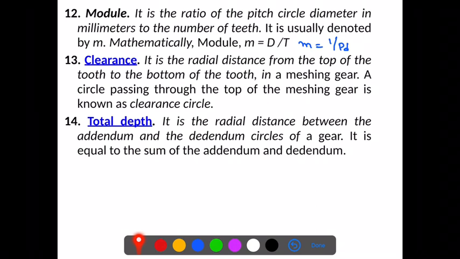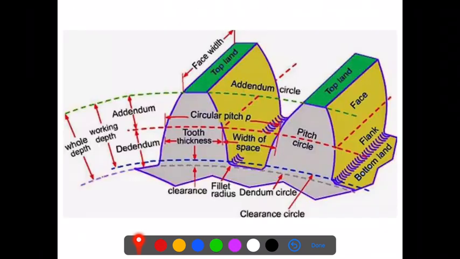Now total depth: it is the radial distance between the addendum and dedendum circle of the gear. It is equal to the sum of the addendum and dedendum. So total depth is nothing but, we know this is the addendum circle and this is the dedendum circle or the root circle. The radial distance between these two is called the whole depth or the total depth.